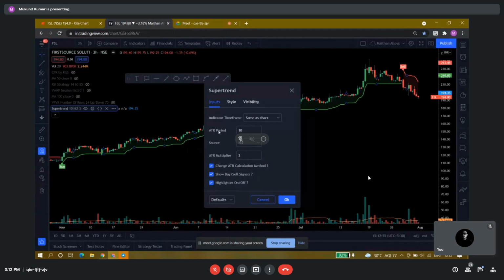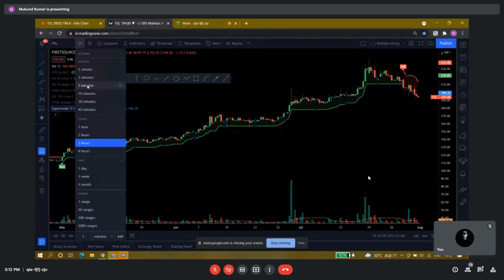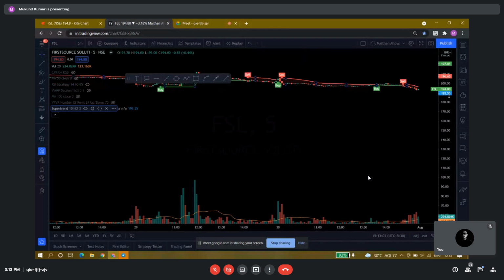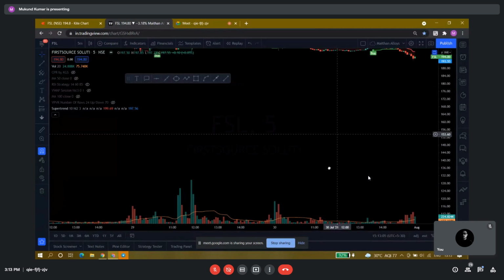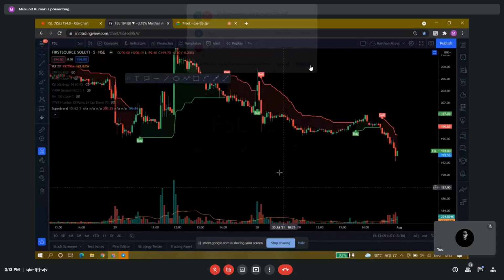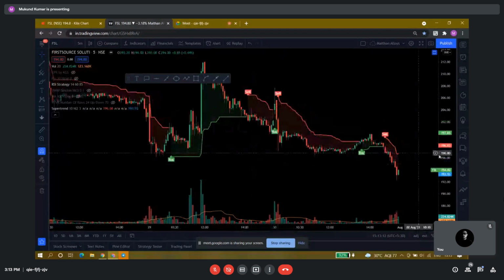What is important here is that we will use the 5 minutes chart in case of intraday trades. I hope this is clear. We will use the 5 minutes chart only, and we will follow the super trend trailing SL on the 5 minutes chart only.